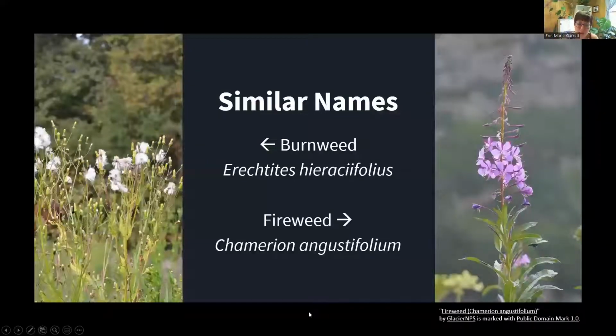Okay, other similar names: on the left, we have burnweed, and on the right, we have fireweed. Again, very different plants, but similar common names with our fire theme.